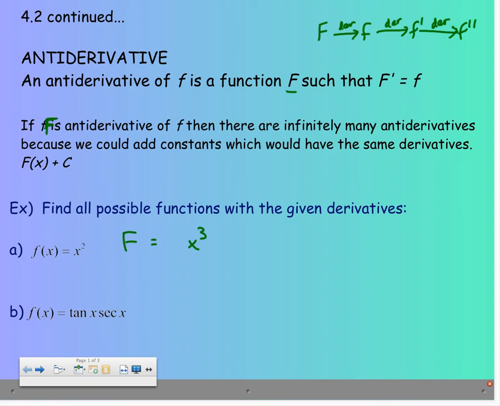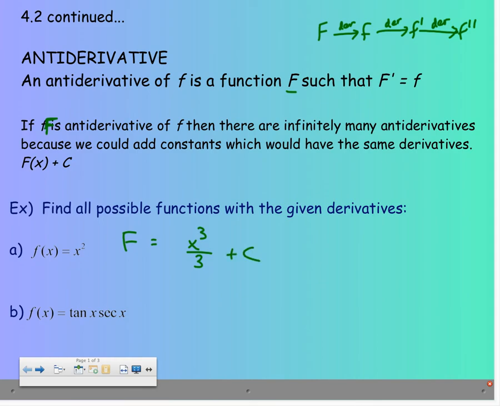But the problem with this is that if we were to take the derivative of x cubed, what would we get? Yeah, 3x squared. Well, we don't want a 3 there. We just want an x squared there. So what we can do is this. What about if we divide by 3? What would the derivative of x cubed divided by 3 be? 3x squared divided by 3, which would give us an x squared. And now we need to put a plus c on here.